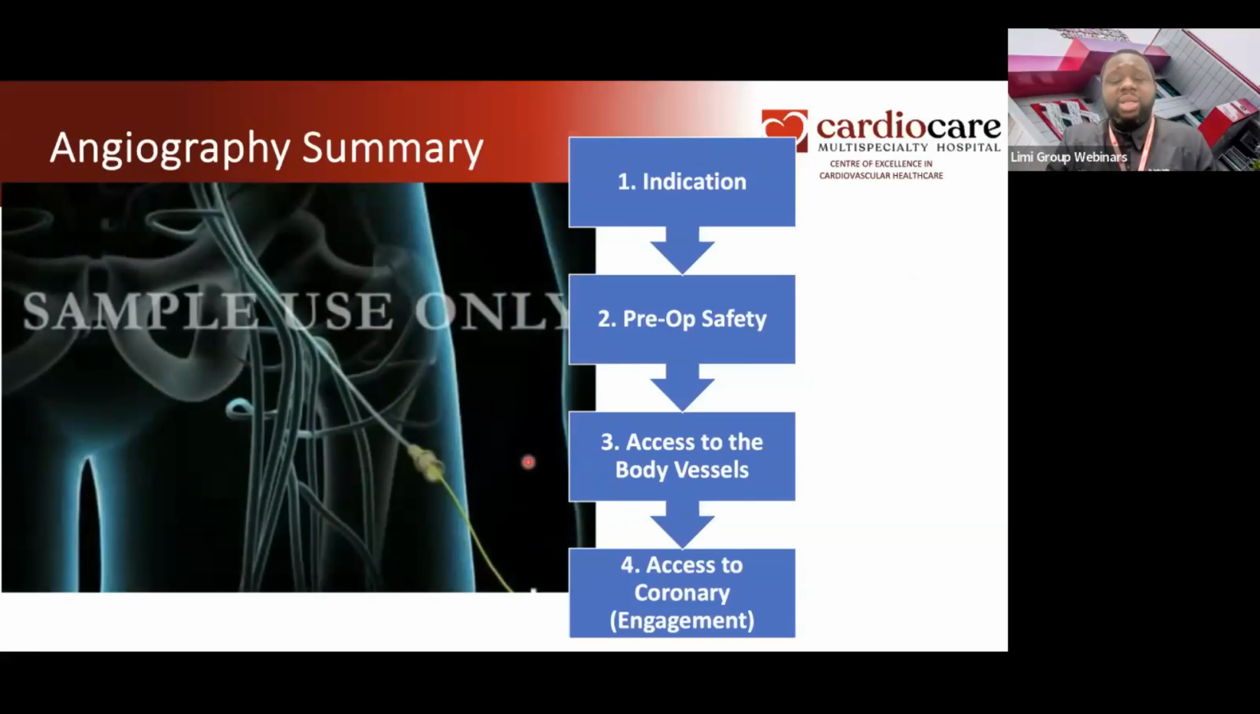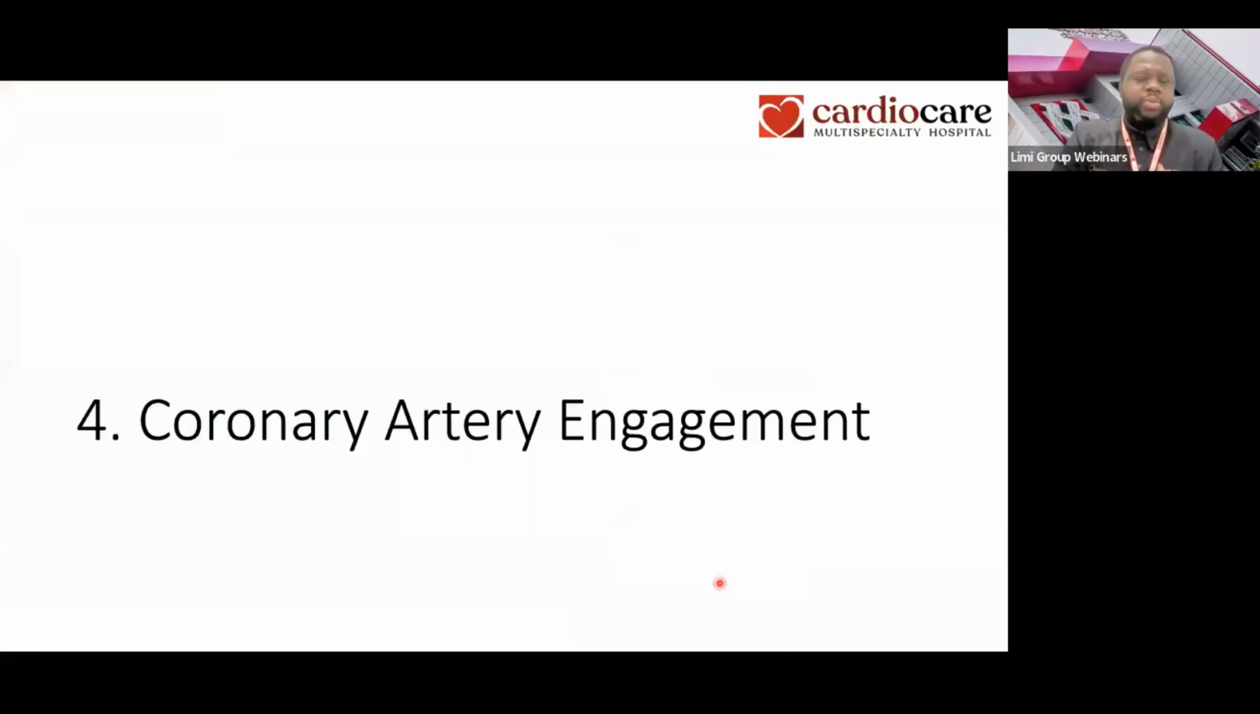After we access the vessels, we access the coronaries before the angio. So coronary artery engagement.